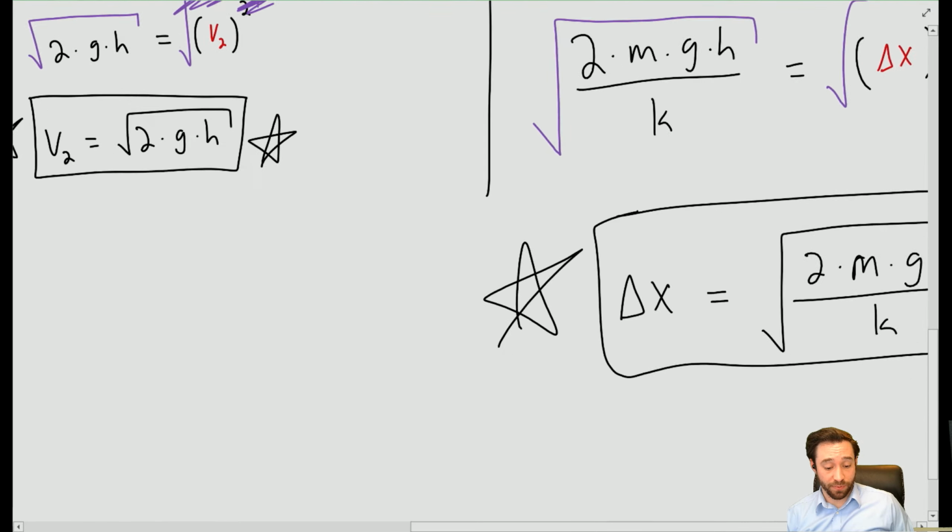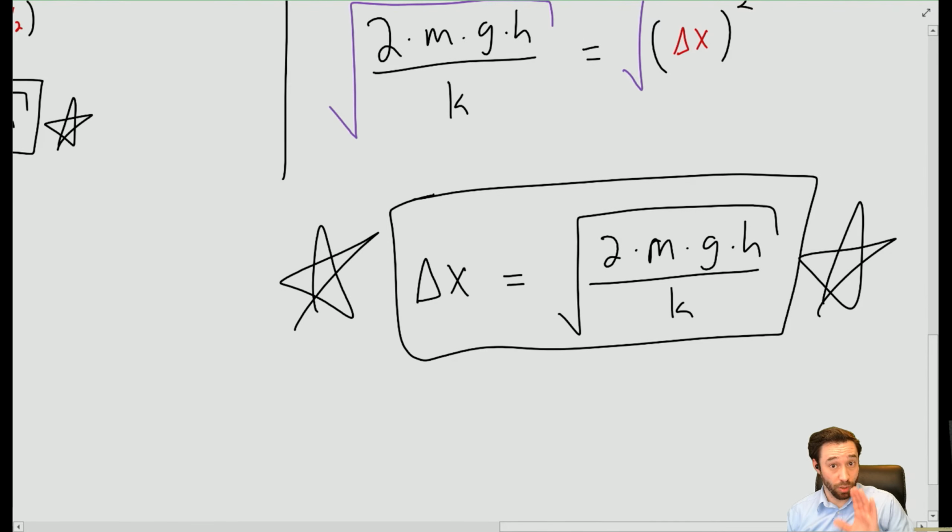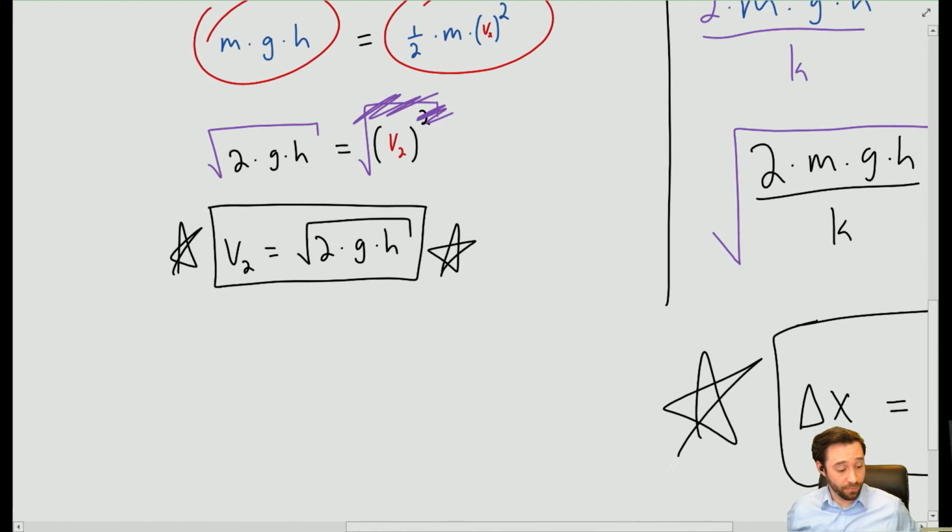Anybody have any questions so far? We're almost done. So what I want to show you is how to actually put this into Desmos. So we're going to do the velocity one first.